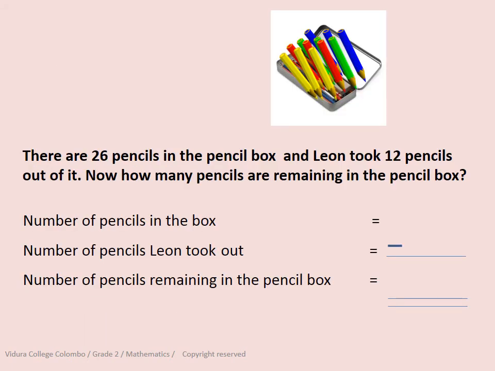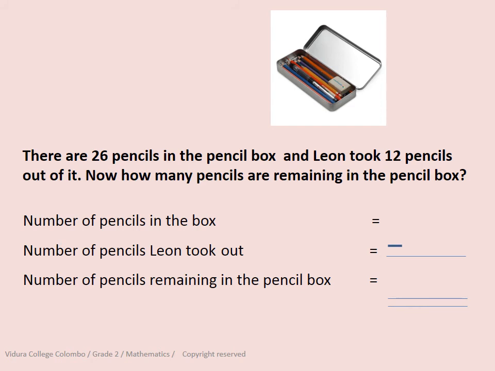There are 26 pencils in the pencil box, and Leon took 12 pencils out of it. Now, how many pencils are remaining in the pencil box? Let's try to figure out what is the answer. I will read the question again to you. There are 26 pencils in the pencil box, and Leon took 12 pencils out of it. Now, how many pencils are remaining in the pencil box?